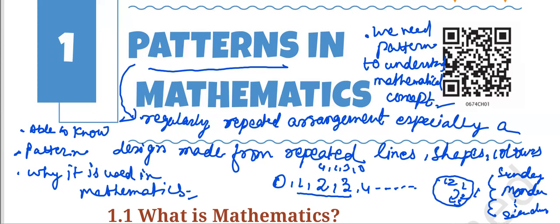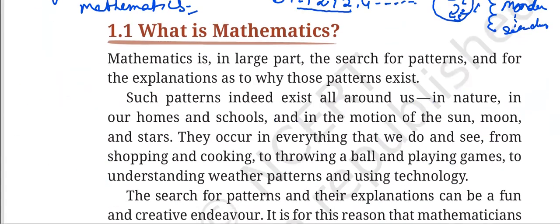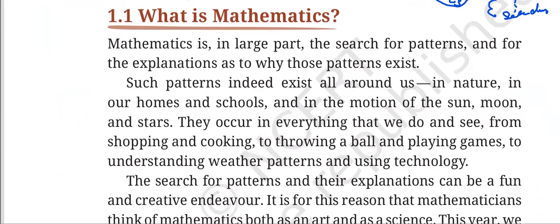This chapter starts with what is mathematics. Mathematics is in large part the search for patterns. Mathematics starts with one, two, three natural numbers or counting numbers. It is said that mathematics is in large part the search for patterns and for the explanation as to why those patterns exist. If we don't follow a pattern, then our daily routine will be affected.